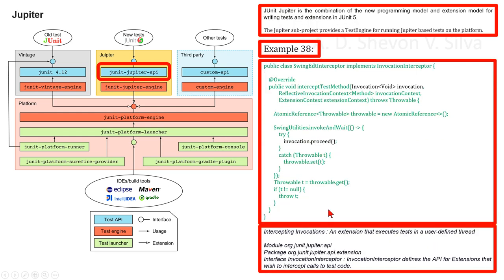Now we are considering intercepting invocations, an extension that executes tests in a user-defined thread.